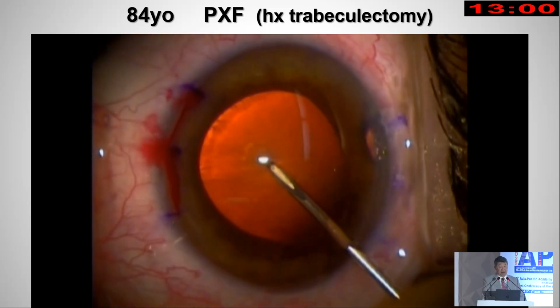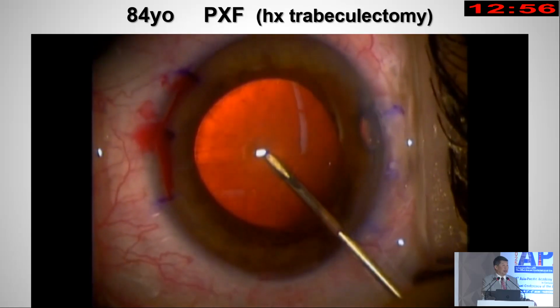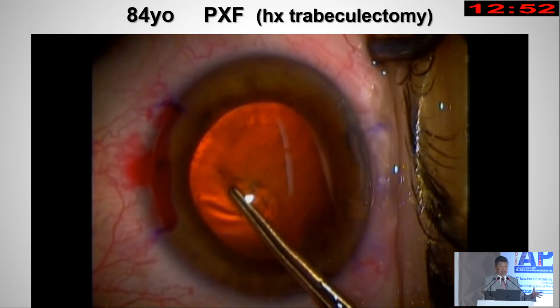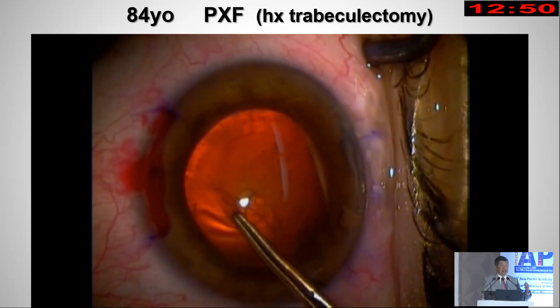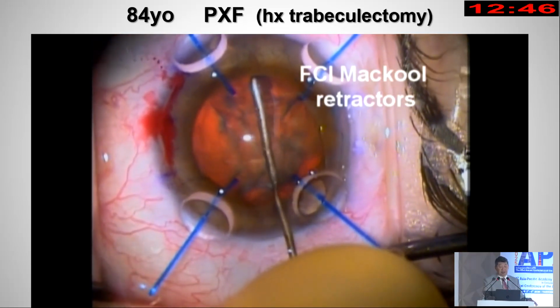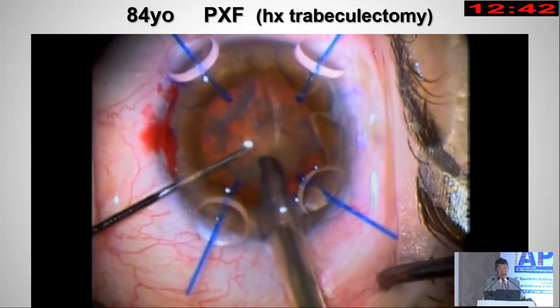So you're going to see a little halo here, because when I indent, I'm having trouble incising the capsule. That little light reflex, like a halo, could be because the needle's dull, but in this case it's because the anterior capsule isn't taut. So it's wrinkled a little bit. These were the capsule retractors at the time. This was the 2nd generation from Dick McCool.